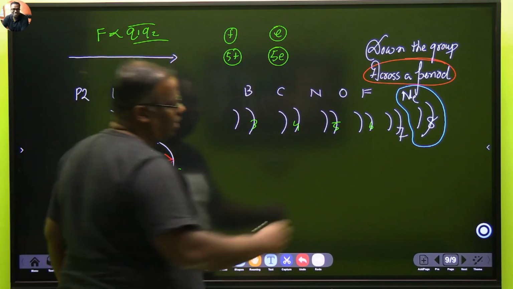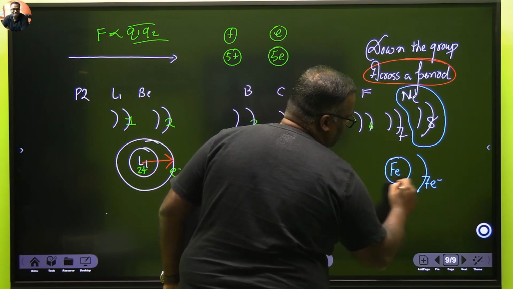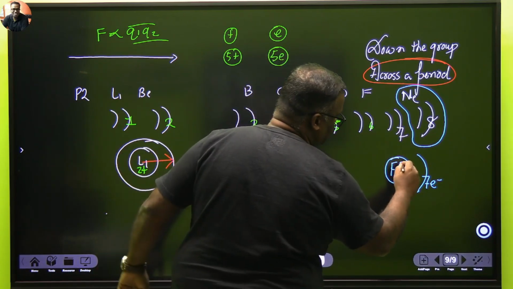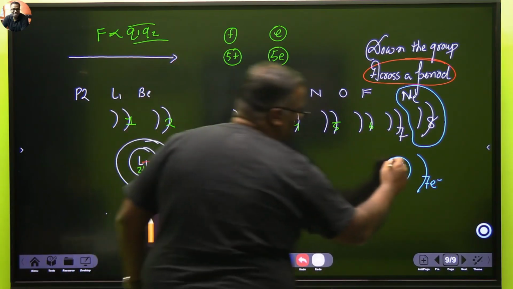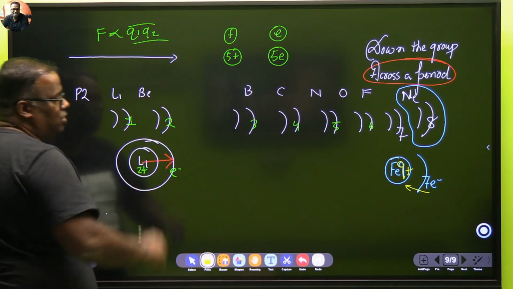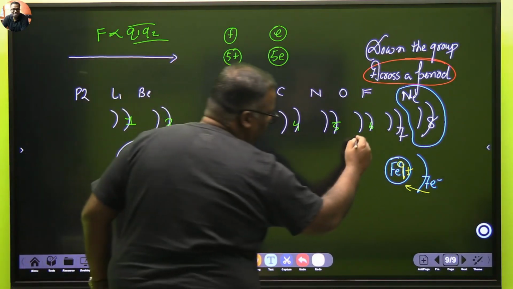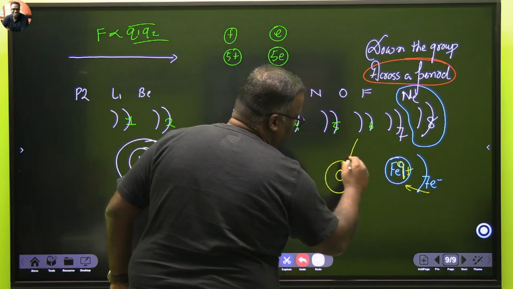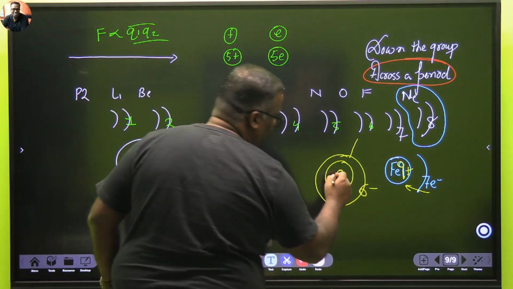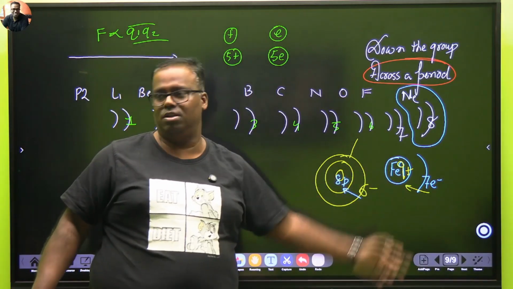Now let's look at fluorine. Fluorine has 7 outer electrons, and its atomic number is 9. So in fluorine, I have 9 positive charges controlling 7 electrons, while in lithium I have 3. Now you tell me where the force is more. In fluorine, the force is more. Compare fluorine with oxygen: oxygen also has 2 shells, 6 electrons and 8 protons. So 8 protons pull 6, and 9 pull 7.